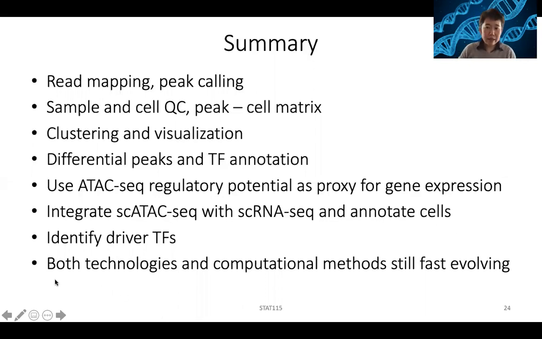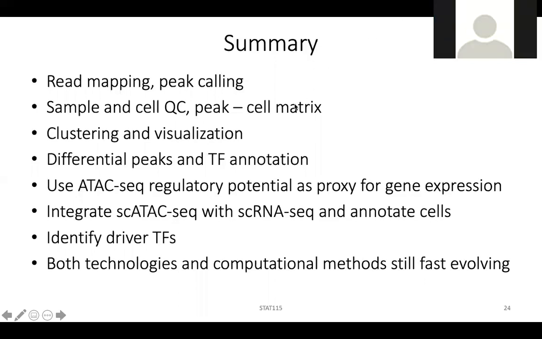So I want to mention that this is the first time I give a single cell ATAC-seq lecture. Both the experimental technology and the computational methods are still fast evolving. So it's very likely that next year we'll see even better technology, even better methods. So stay tuned, okay? Thank you. So I think that's all for today.